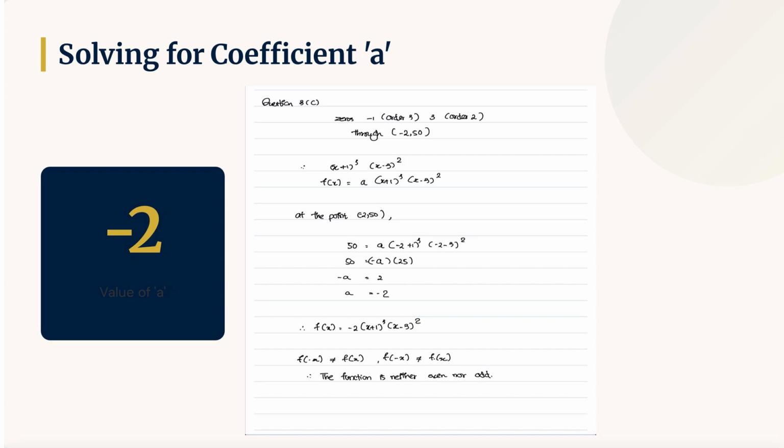After all the calculations, we got the unknown factor a equal to -2. So the final equation is f(x) equals -2 times (x + 1) the whole cubed, times (x - 3) the whole squared. So we got it. This is solving from the description.